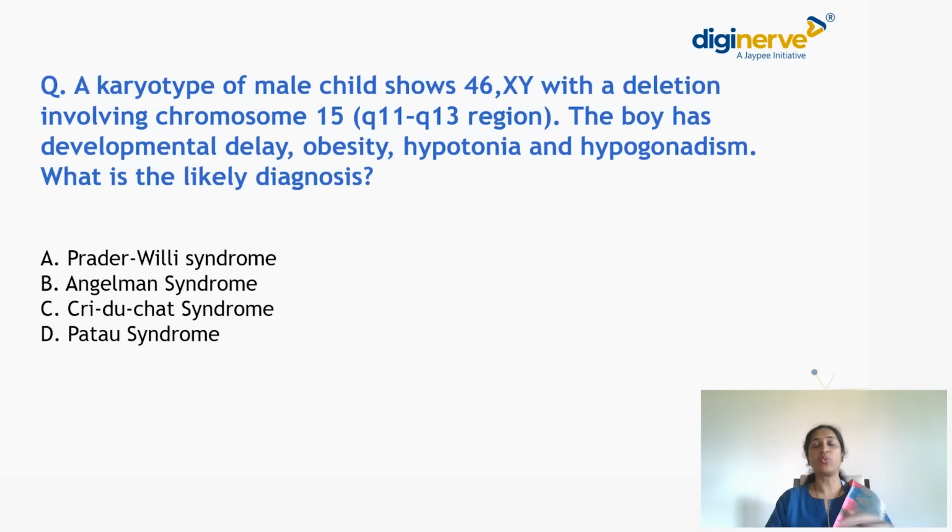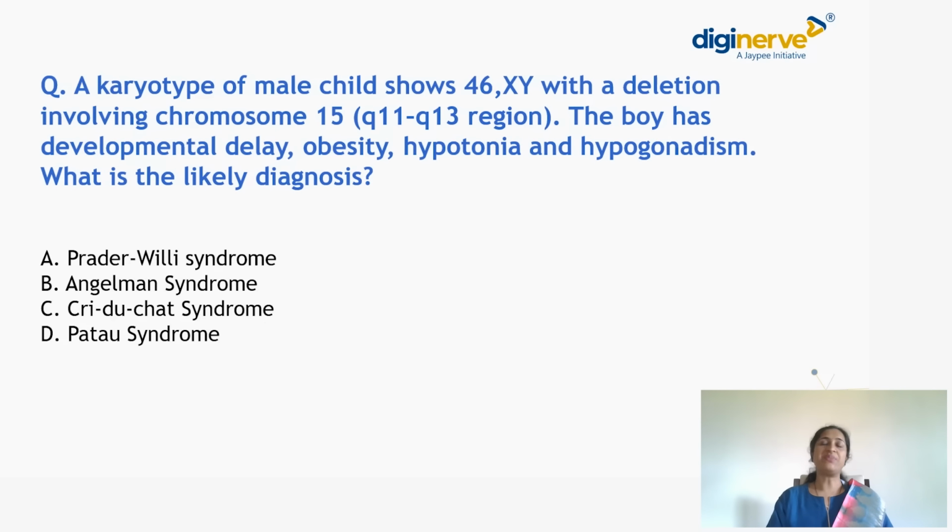But for those of you who have not really mugged up these chromosome deletions, they have clinical features also of developmental delay, obesity, hypogonadism, and hypotonia. Typically, these are features of Prader-Willi syndrome. Now, let's look at the other options.